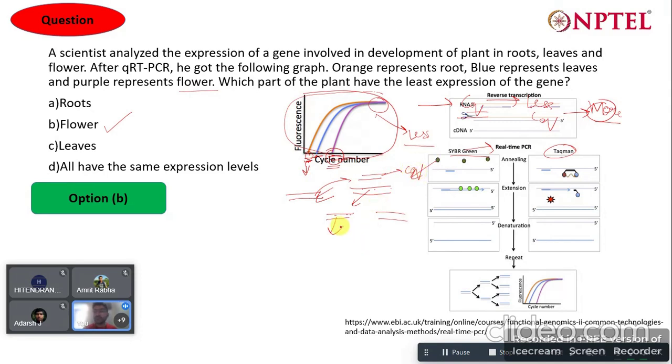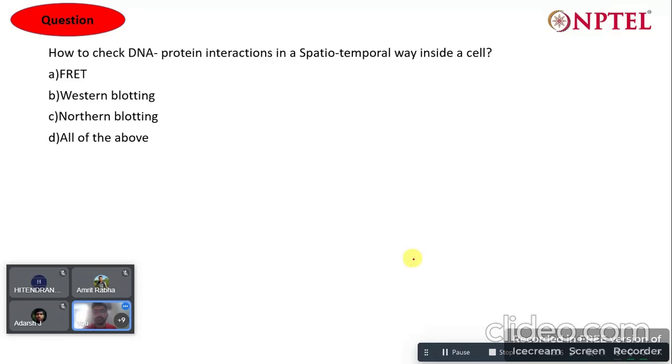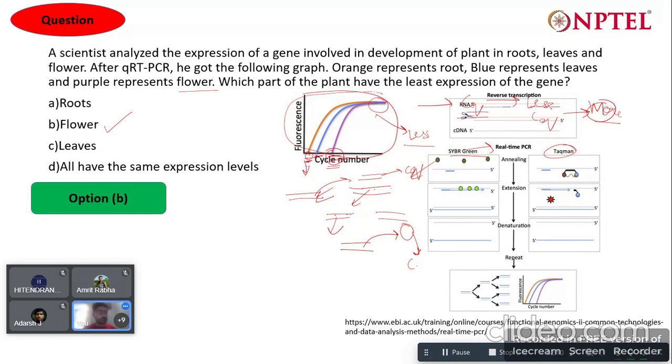If there is less DNA amount in that sample, then this SYBR Green will give signal only after a specific number of cycles, hence a very high Cq. So in that case the Cq will be high.